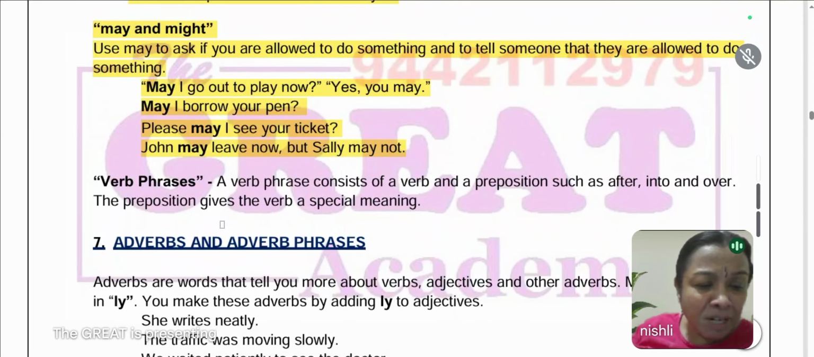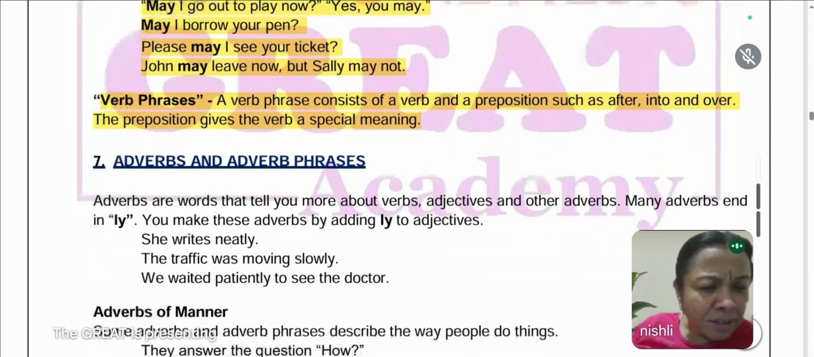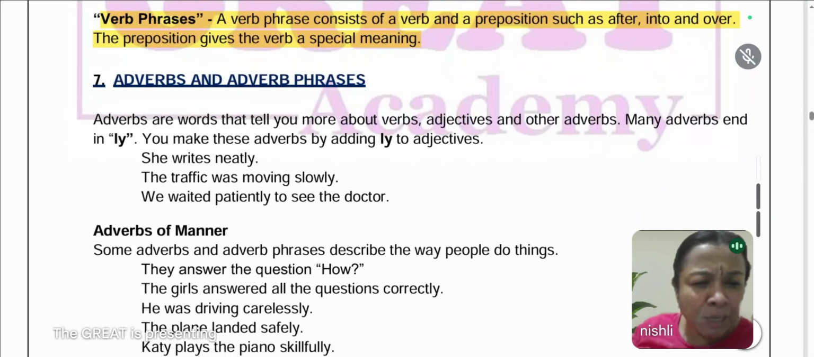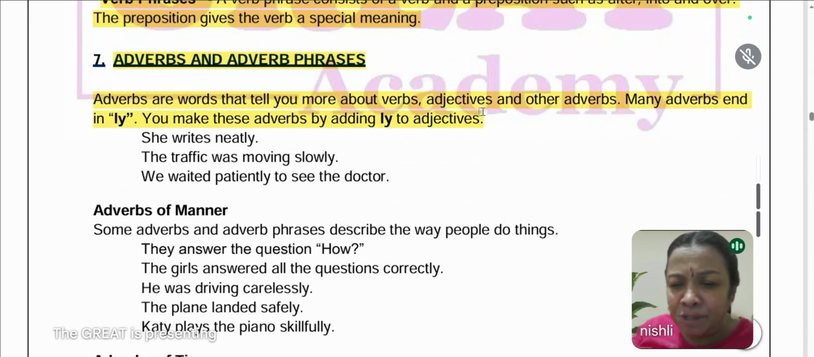Okay. Then verb phrases. A verb phrase consists of a verb and a preposition such as after, into, and over. The preposition gives the verb a special meaning. Next is adverbs and adverb phrases. Adverbs are words that tell you more about verbs, adjectives, and other adverbs. Many adverbs end in ly, as I told you: correctly, neatly, slowly. Okay, so you may make these adverbs by adding ly to adjectives.